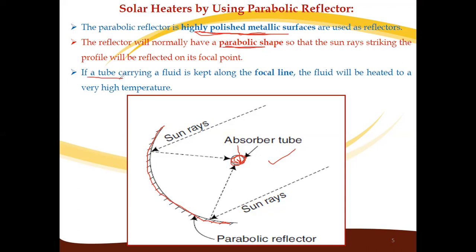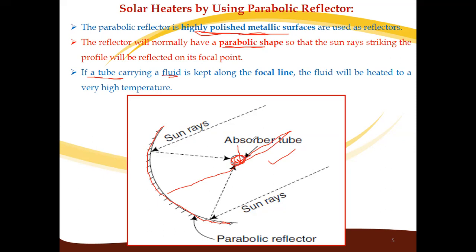So an absorber tube carries a fluid which is kept along this focal line, so that fluid gets heated to a very high temperature. So by using this parabolic reflector, the water temperature becomes higher. So this is the second type of parabolic reflector.